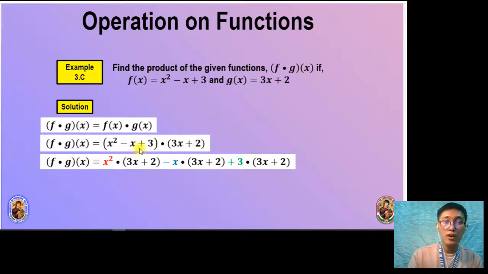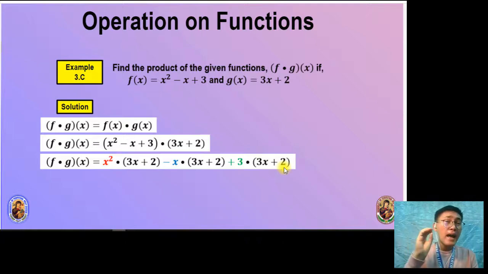You choose again which part do you want to distribute. You can distribute x squared minus x plus 3 to this part, or do the vice versa. So according to this given, it chose 3x plus 2 to be distributed in the three terms here. Okay, so we have here x squared times 3x plus 2, then negative x times 3x plus 2, then plus positive 3 times 3x plus 2.